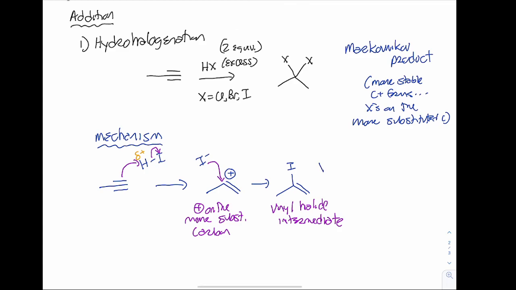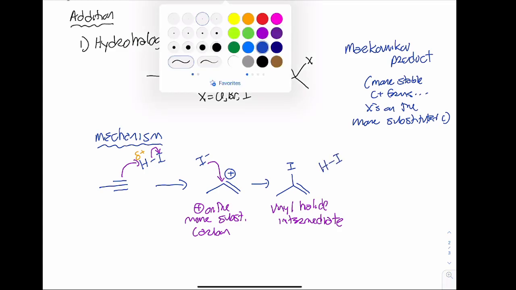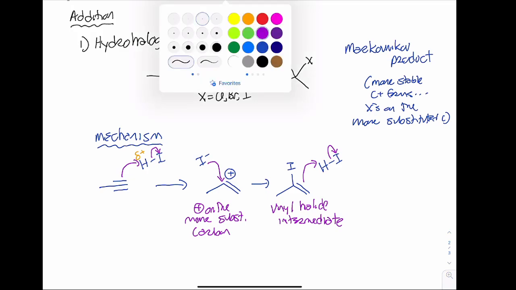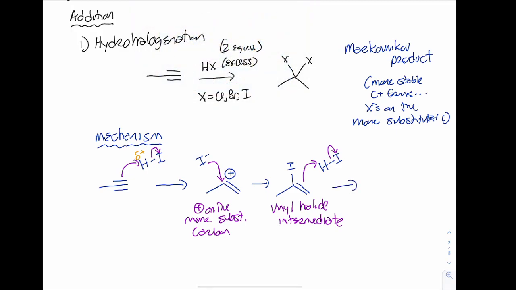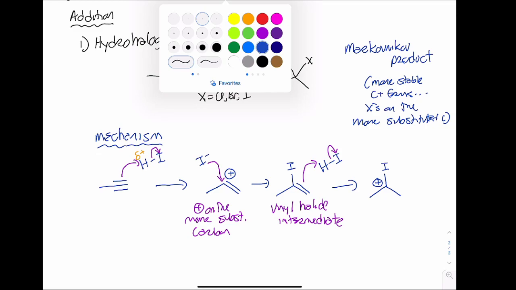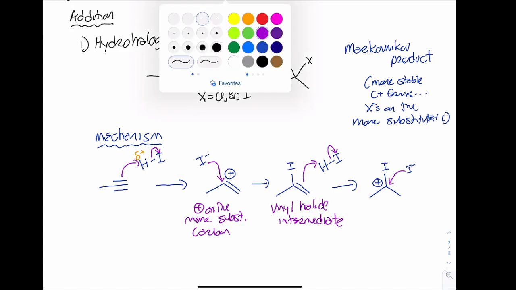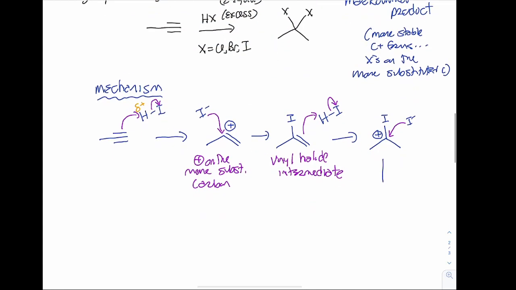So I'm going to add another equivalent of HI. I still have pi electrons. I still have a partial positive hydrogen. So we're going to grab onto that hydrogen and then break the bond that the hydrogen originally had, putting those electrons onto iodide. Again, I want the more stable carbocation intermediate. So I'm going to put that positive charge on the more substituted carbon. I have another iodide floating around. It's going to attack that electron deficient non-octet carbon. And then we end up with our product.